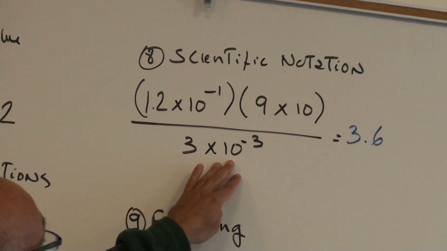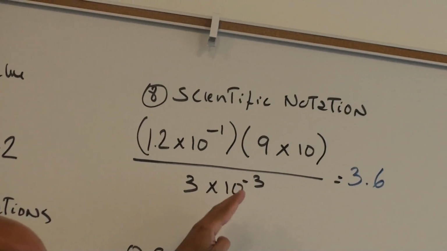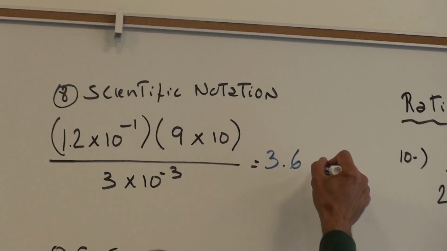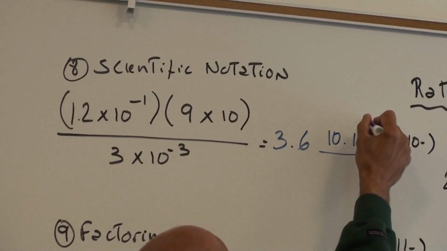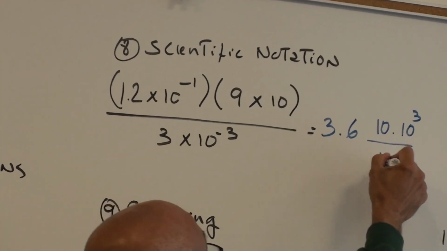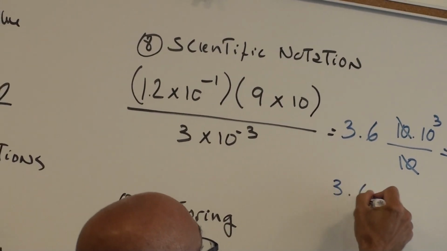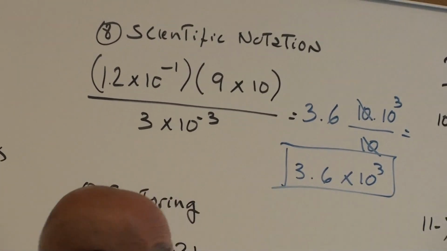Now, let's check the numbers here. This is negative, so I could convert all these negatives into positive. So I'm going to bring this up. I'm going to have 10 times 10 cubed, and this negative here comes down. It's going to be 10. So I cancel this 10 with this, so I have 3 times 6 times 10 to the 3. This is the scientific notation.